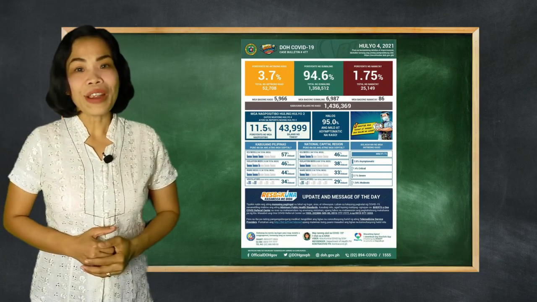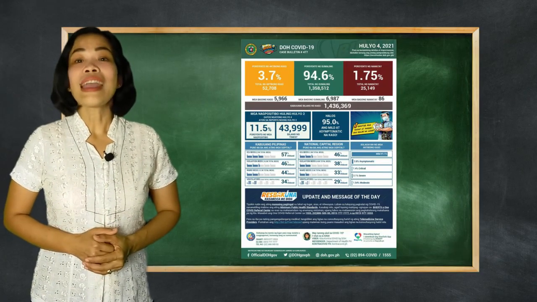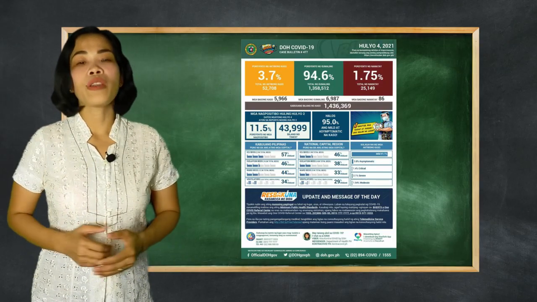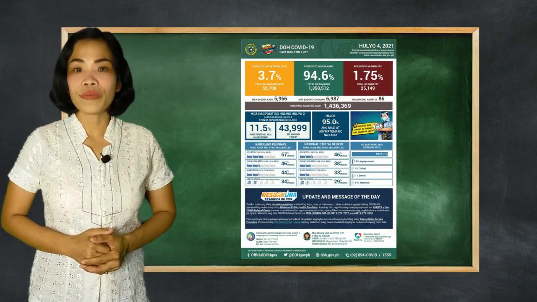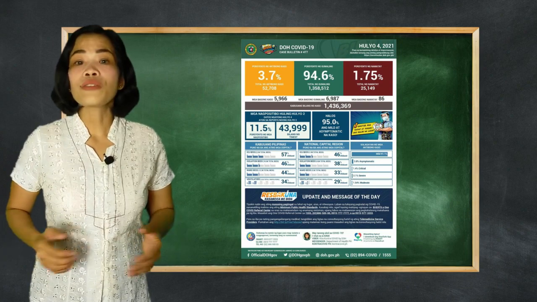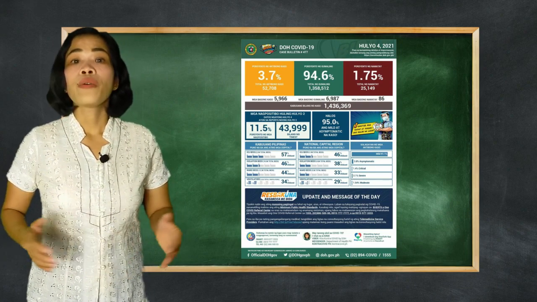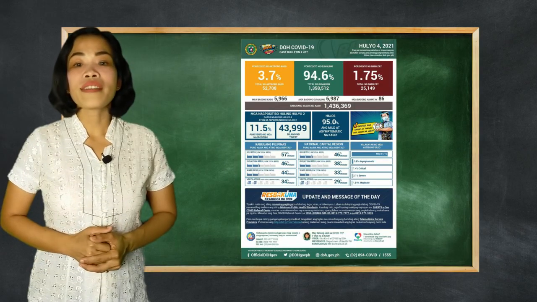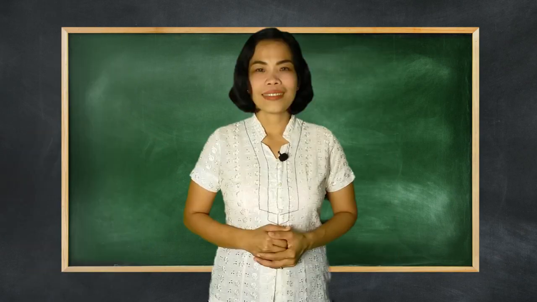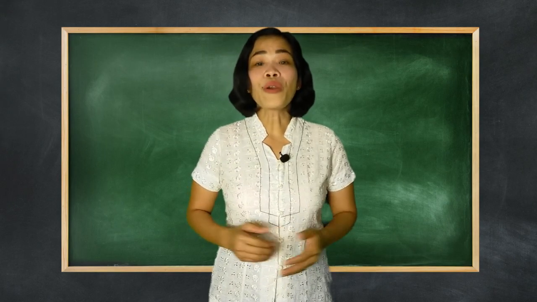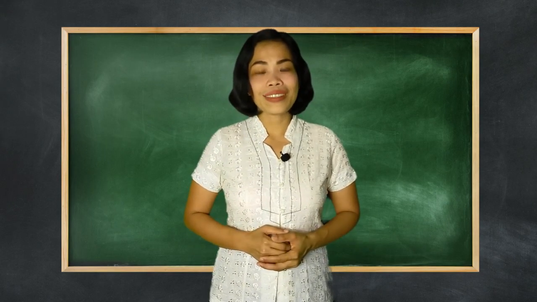Take a look at the infographics from the Department of Health and answer the following questions. What is the total number of active cases in our country? What is the total number of recovered cases in our country? What is the total number of death cases in our country? Isn't it easier to read and interpret the information with the use of infographics?